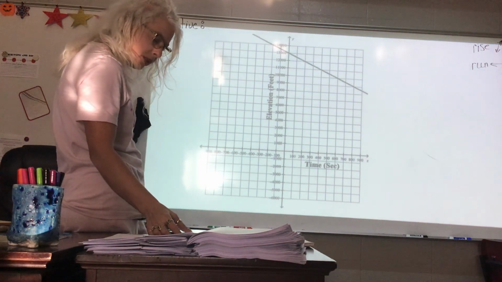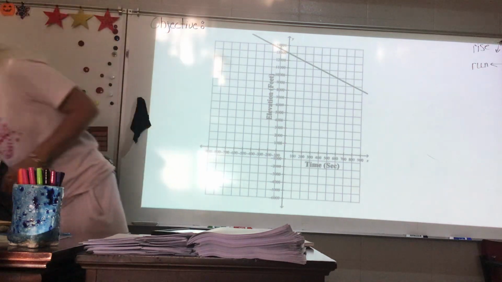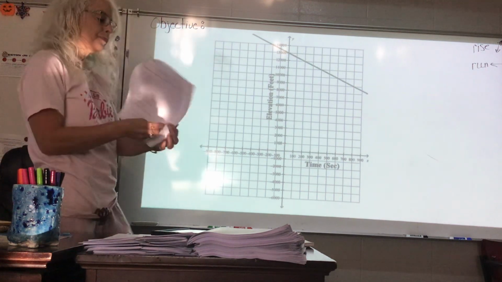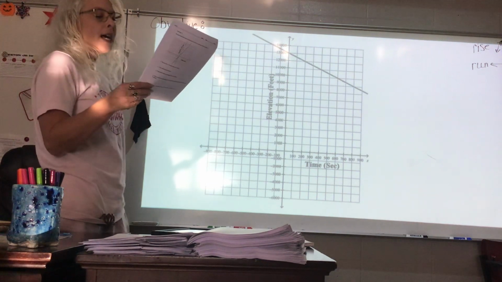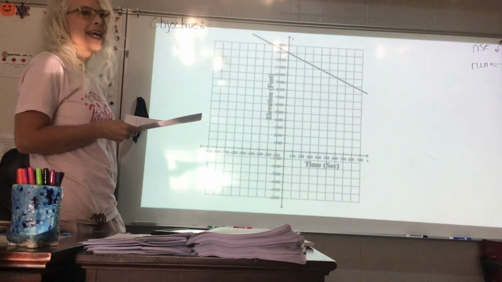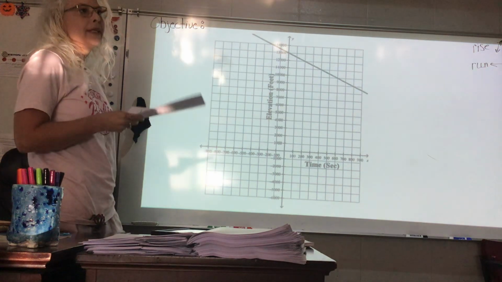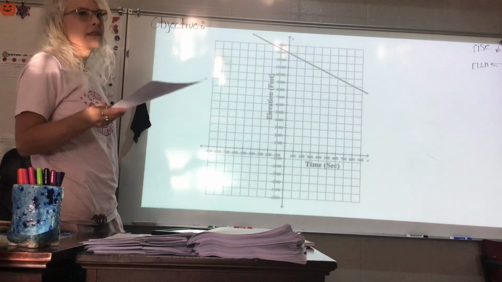And then we have our little information there, and problem A. What does the y-intercept mean in this context? Circle in this context.